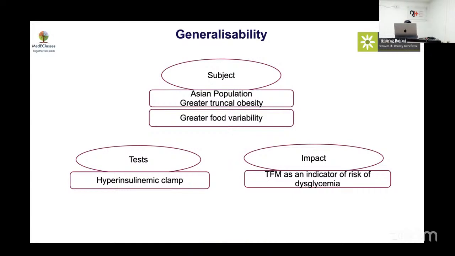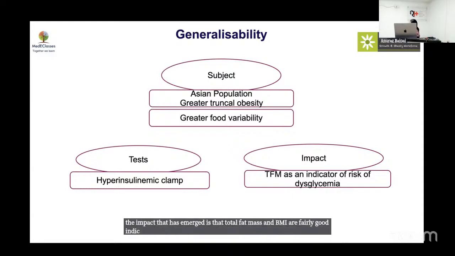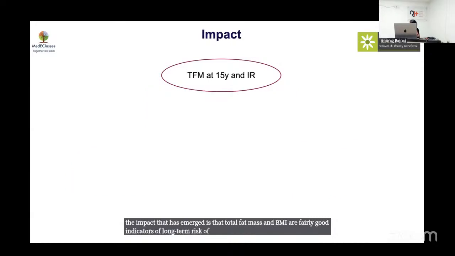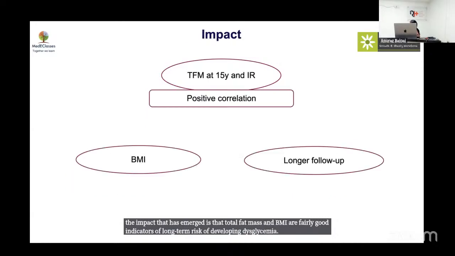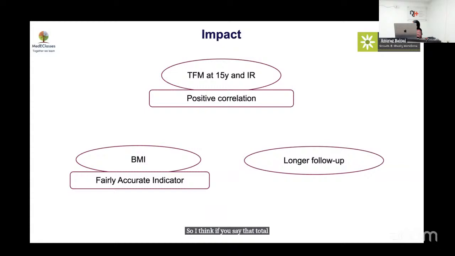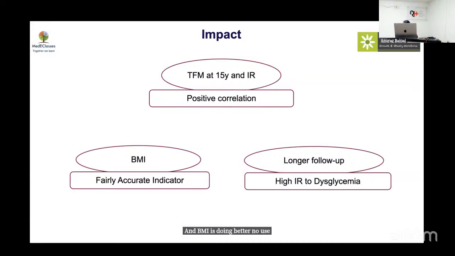And the impact that has emerged is that total fat mass and BMI are fairly good indicators of long-term risk of developing dysglycemia. So if total fat mass is also a good marker and BMI is doing better, then it's a very clear message that there's no use, because for total fat mass, you do a DEXA. Yes. Now, how do you do a DEXA? The children will have to come to the hospital because it's not a portable machine.